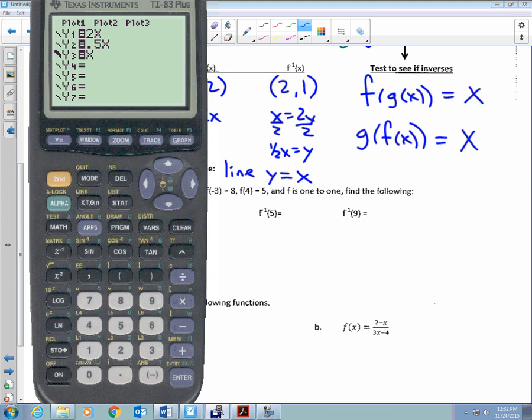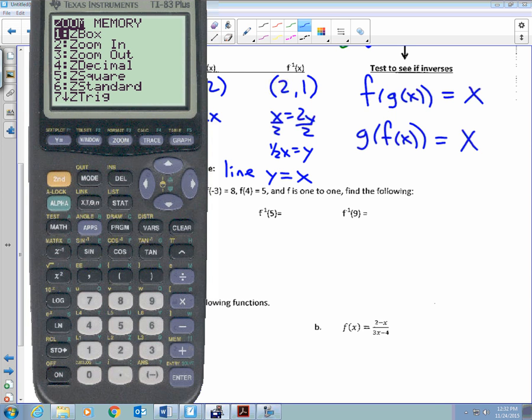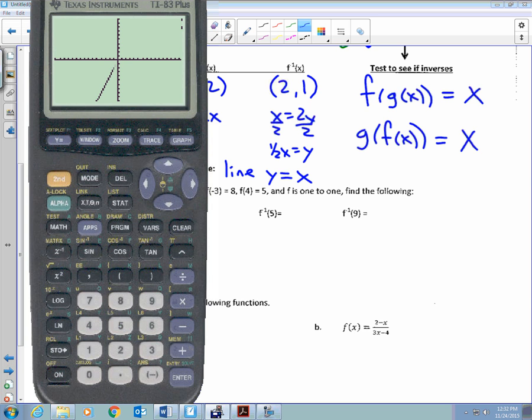And what I'm going to do now, so that I can see it better, is zoom square so that it's not skewed in its dimensions. As you can see, that's 2x, that's 1 half x, and that's the line y equals x. Does it look like one is flipped over the line and you get the other? Yeah. And so graphically, that's how you can tell that one is the inverse of another.